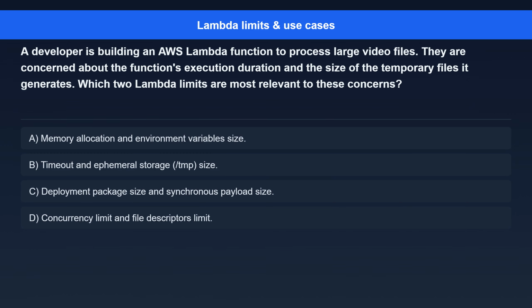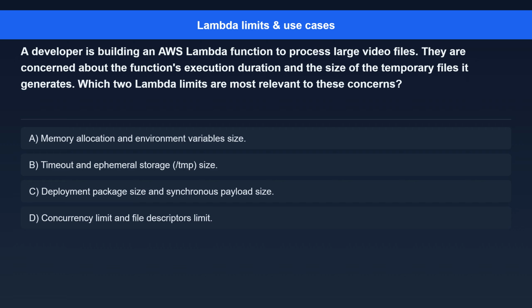Question 7. A developer is building an AWS Lambda function to process large video files. They are concerned about the function's execution duration and the size of the temporary files it generates. Which two Lambda limits are most relevant to these concerns?